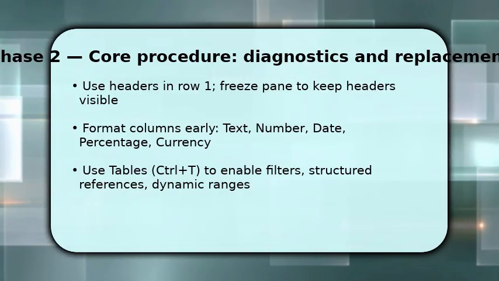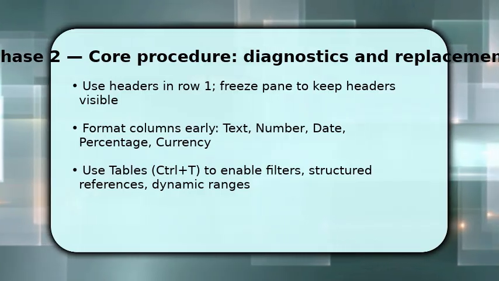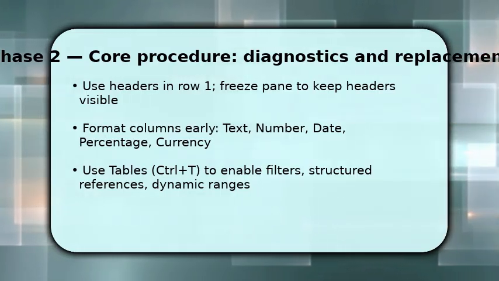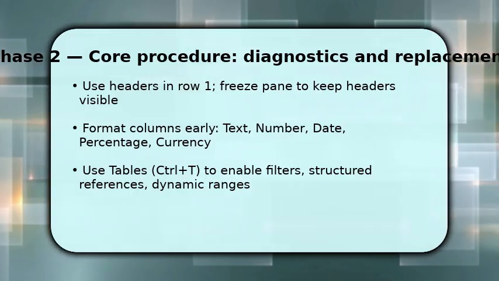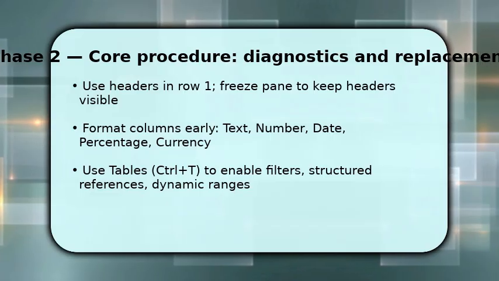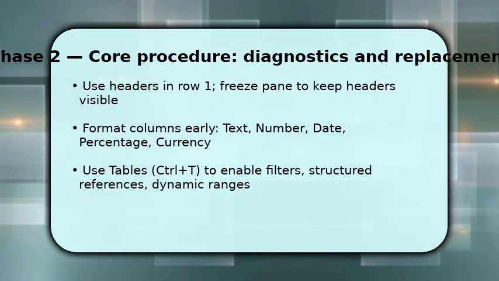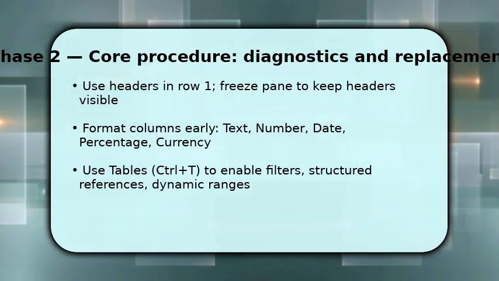Once formatted, create a table with Ctrl+T. This gives you filters, structured references, and auto-expanding ranges when you add rows. Also, use basic formulas like SUM and AVERAGE, and copy them down using the fill handle to propagate logic.